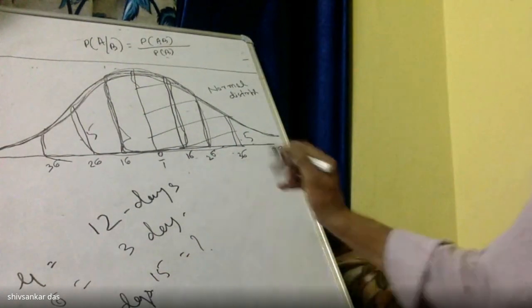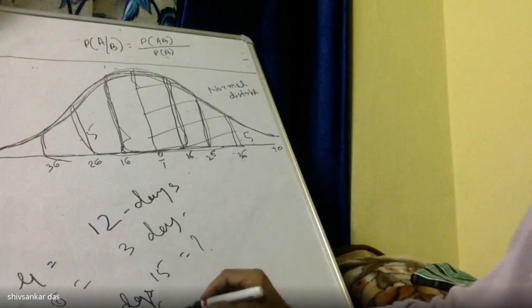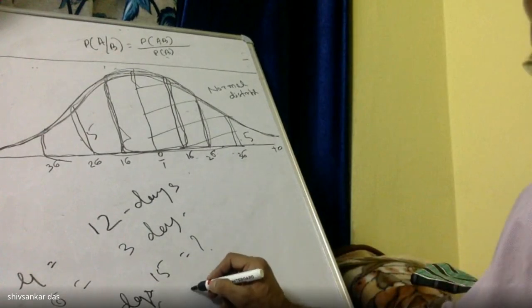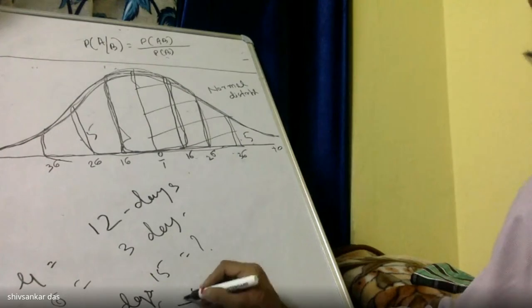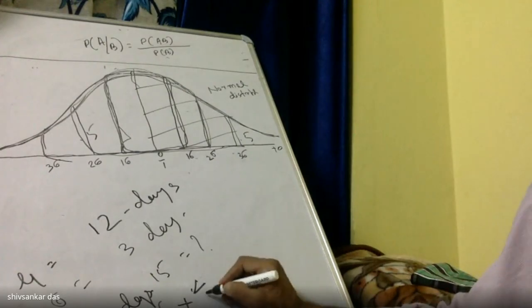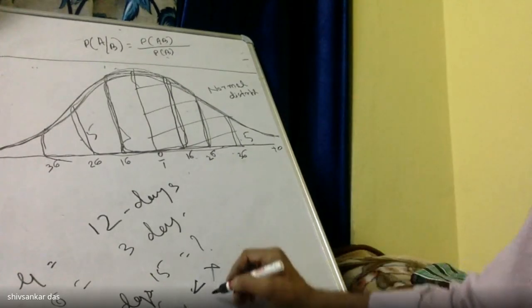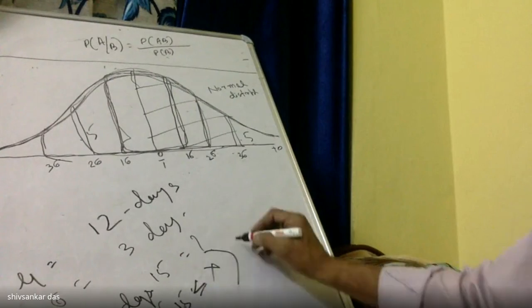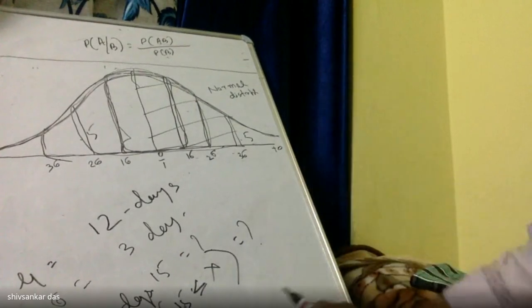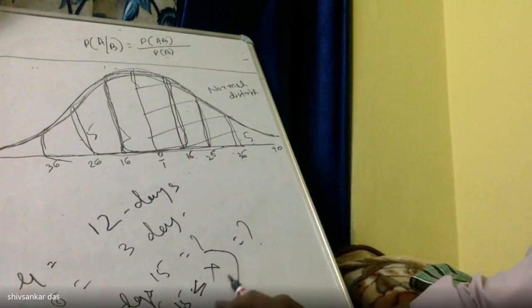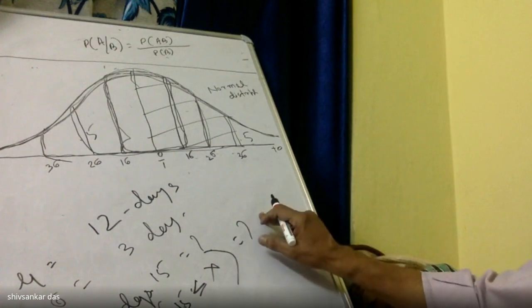Sorry, the probability of completing the project, that is x less than or equal to 15 days. Probability of x less than or equal to 15, how many days?